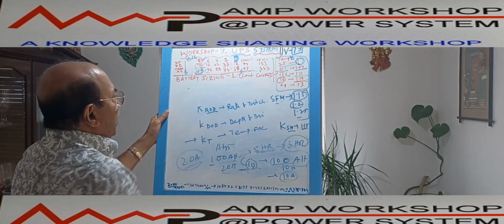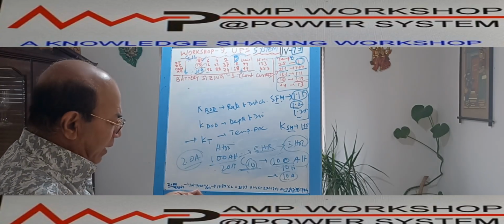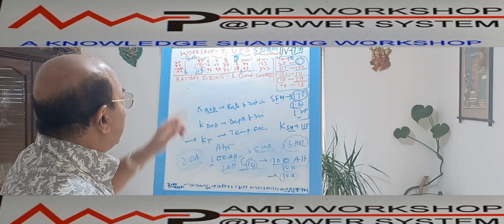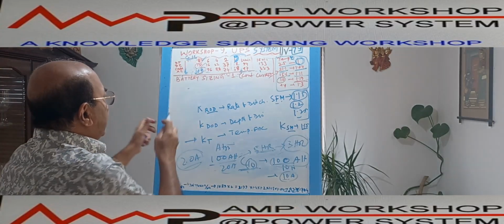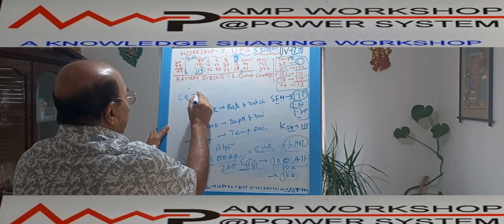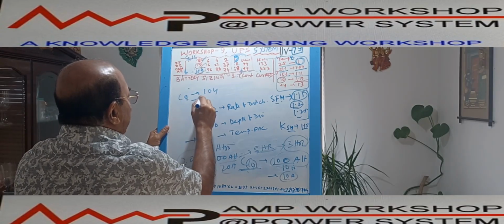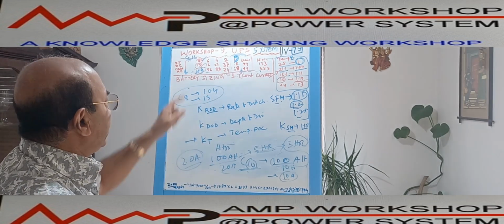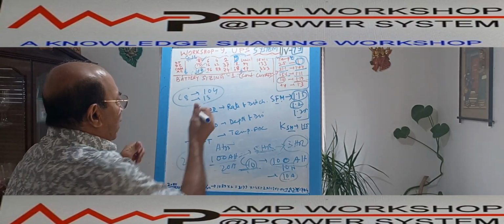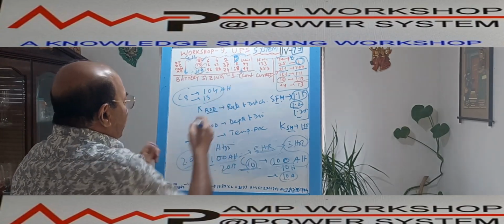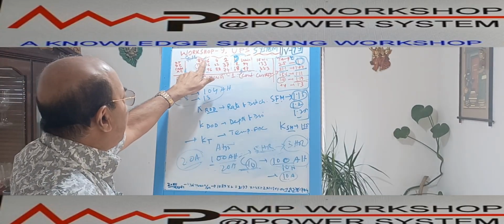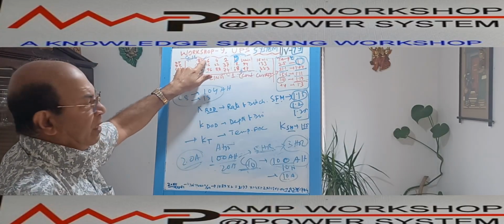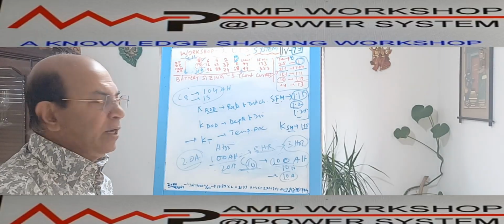This is the capacity of the battery specified by the vendor at the rated condition. This battery is an 8-hour discharge, C8. It is a C8 battery, the capacity is 104 ampere hours, and it can give 13 ampere rated current. Now, if this specific battery, 104 ampere hour, is discharged over 6 hours, how much maximum current can it give?